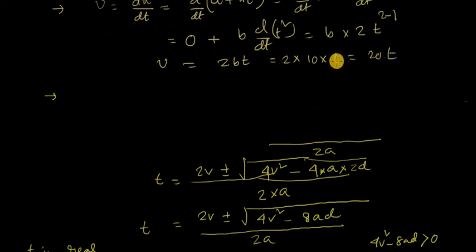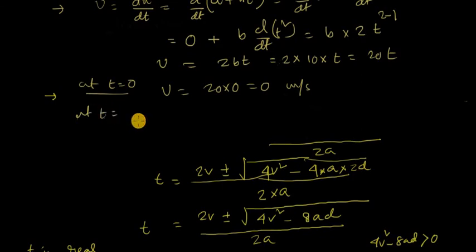Now you have to find the velocity at t equal to 2 second, and the velocity at t equal to 0 second. Putting t equal to 0, v is nothing but 20 into 0, that means 0 meter per second. This is one answer. And at t equal to 2 second, velocity is nothing but 20 into 2, that is equal to 40 meter per second. So this is the answer.